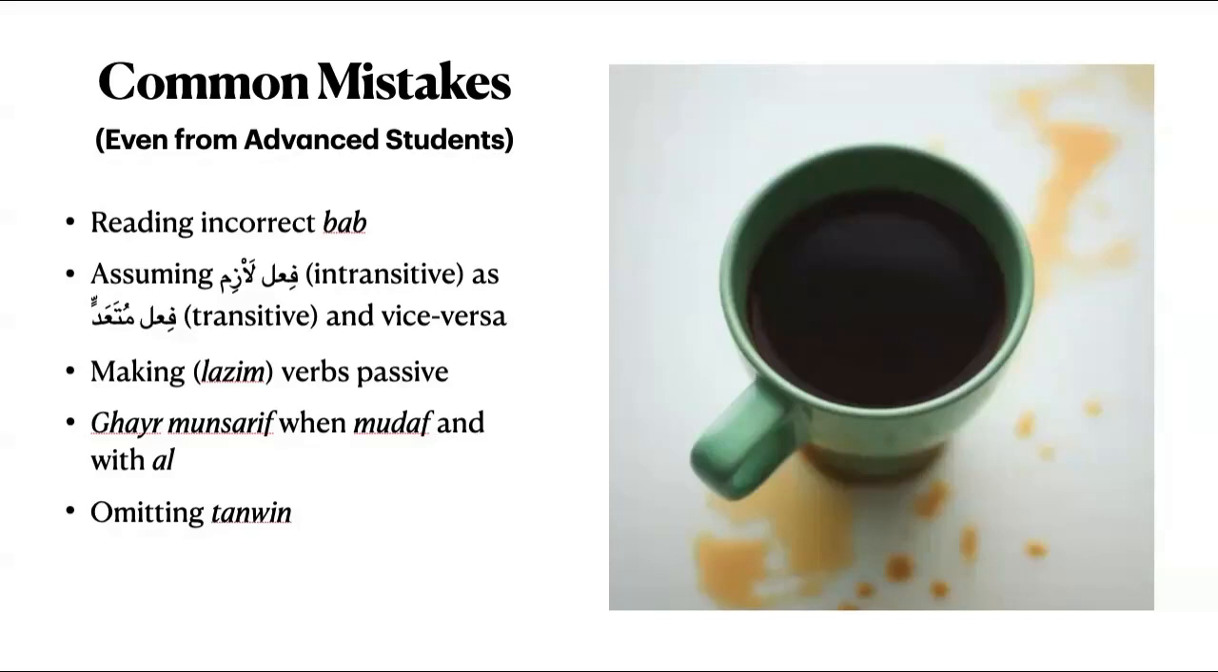Sometimes you have verbs that take 2 maf'ul bihis. You have to know that it's muta'addin li maf'ulain. It's doubly transitive. And the next one is also in line with it, making lazim verbs passive. Lazim verbs don't become passive unless they've got a jar and majroor. We learned that in our intermediate class.